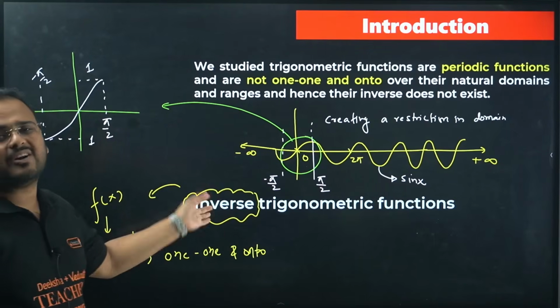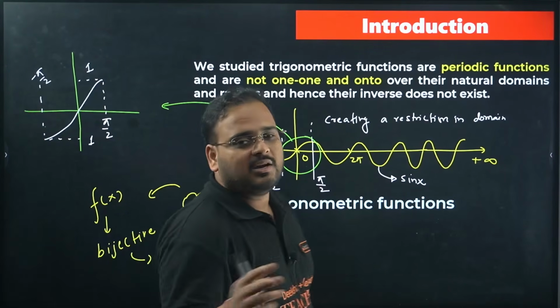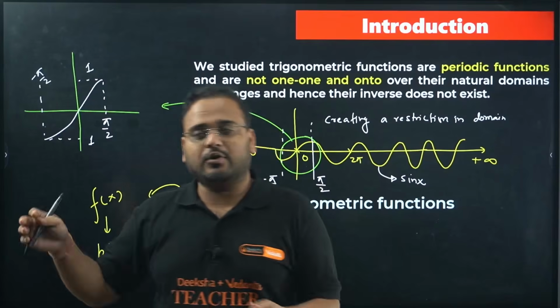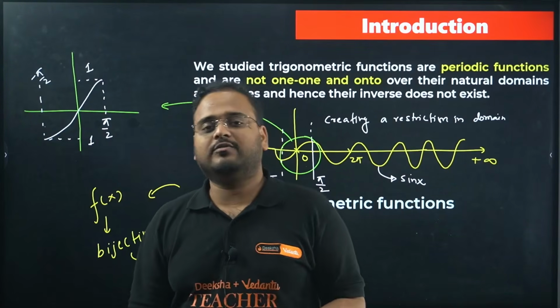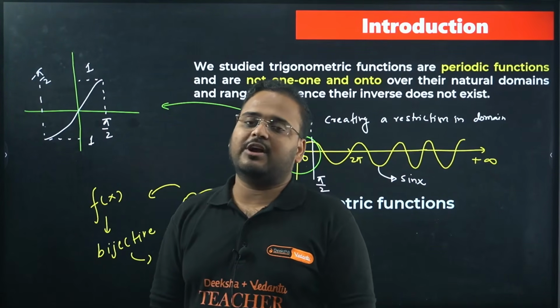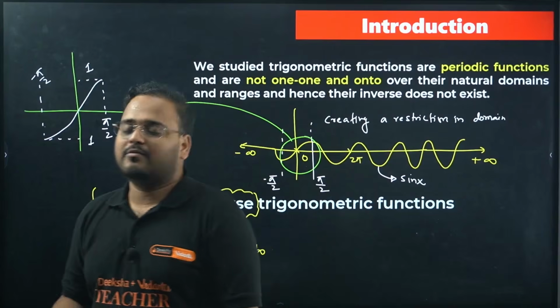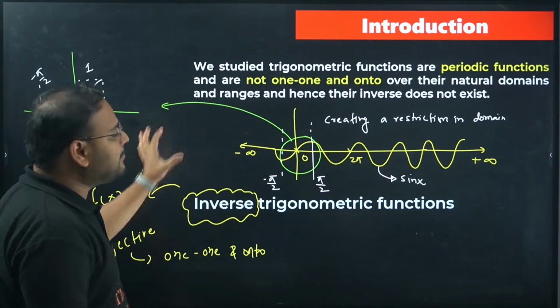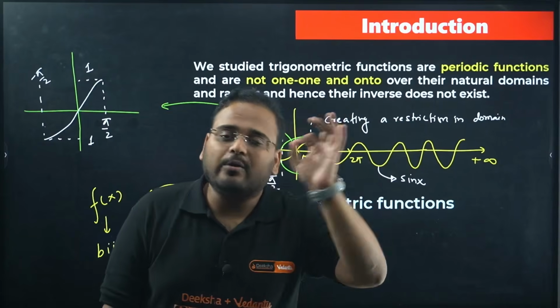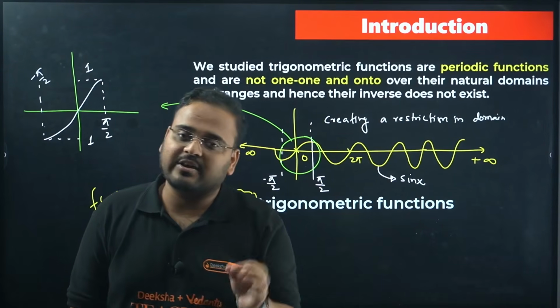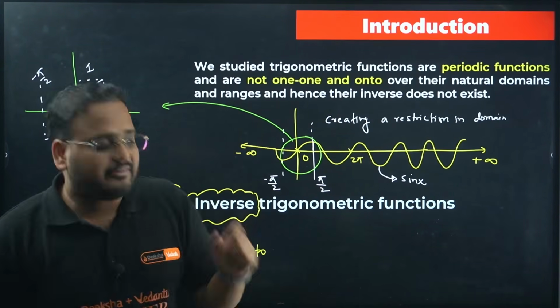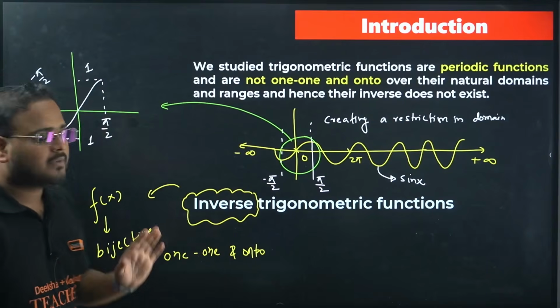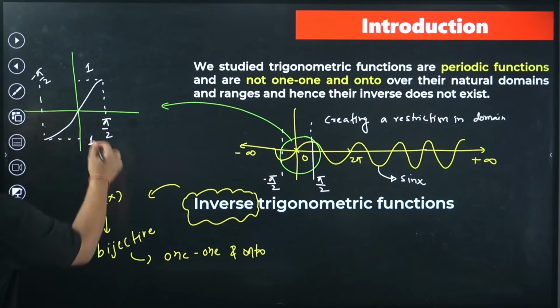What happens when we find the inverse? Of course, the domain and range interchange. The domain of the original function becomes the range of the inverse function, and the range of the original function becomes the domain of the inverse function. That much we know. But this slide's agenda was to understand how a periodic function in trigonometry can become invertible and we find the inverse. Clear?